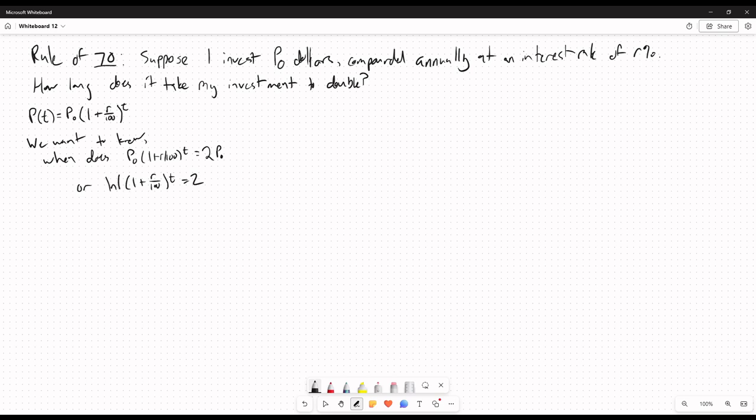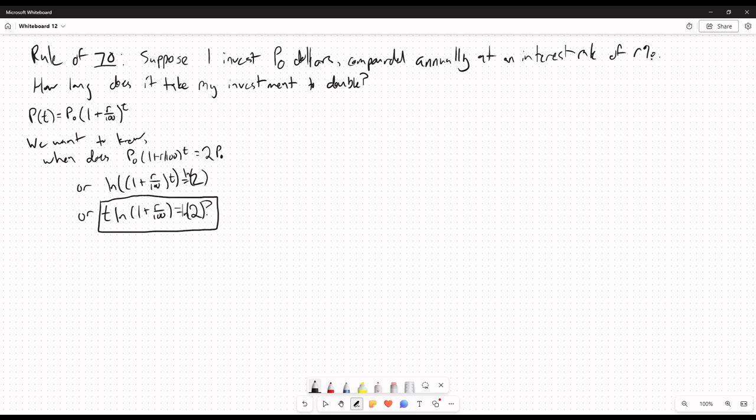And just to simplify a little bit further, we can take the natural log of both sides. When we do, we're allowed to take this t exponent and bring it out front. So when is t times the natural log of 1 plus R over 100 equal to the natural log of 2? This is the question we're going to be interested in. Now we could solve this, but it's going to involve a lot of math. And we want to come up with a rule that's relatively easy to do on the fly.